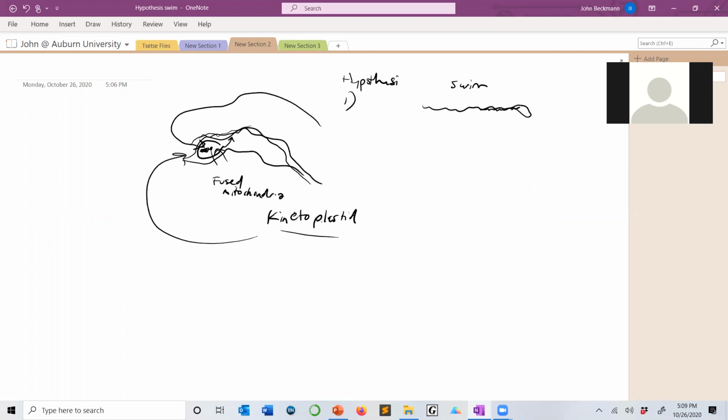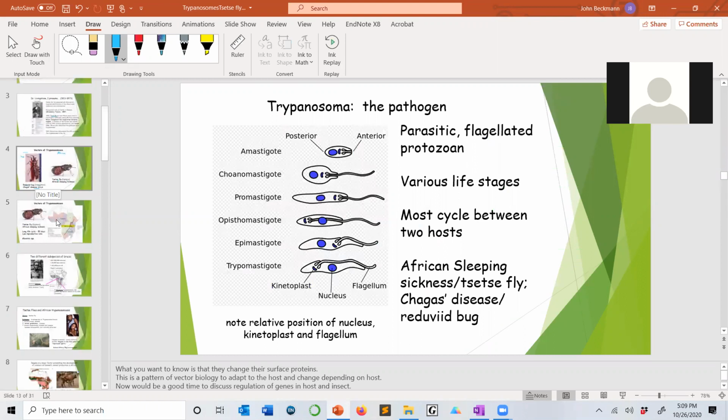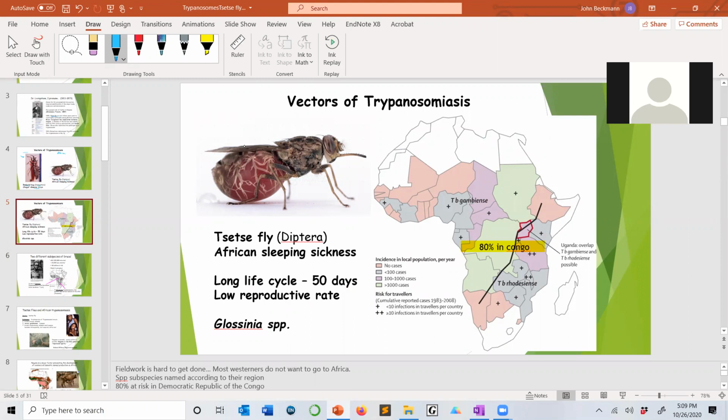Okay, now let's talk about where these things are. 80% of African trypanosomiasis is in the Congo. Daniel and I were just talking about the Congo and describing it as not the most stable place. So a lot of the research on tsetse flies and African trypanosomiasis is difficult to do because it's not always a good place to be sending graduate students.